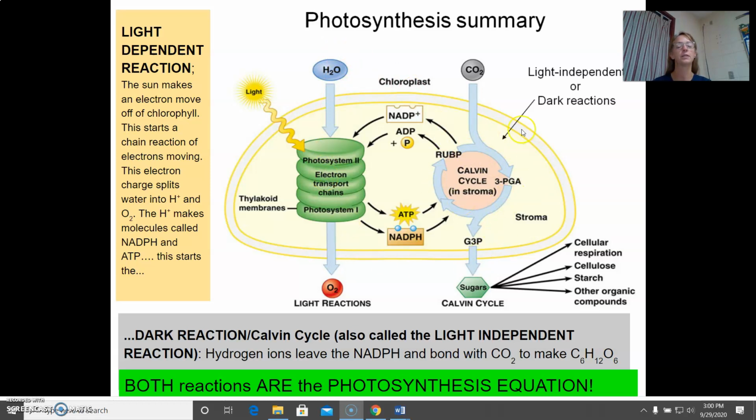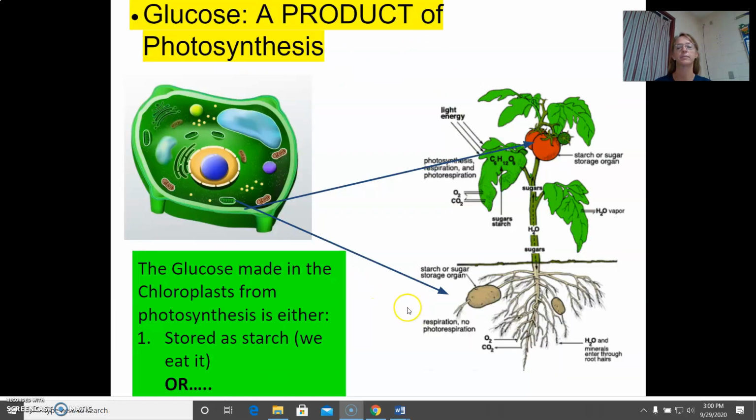Part of the reaction doesn't require light. So this is a light-dependent reaction. This is a light-independent reaction. But the whole process is a pretty complicated string of reactions to do the simple thing of taking in water and carbon dioxide and making oxygen and sugar.